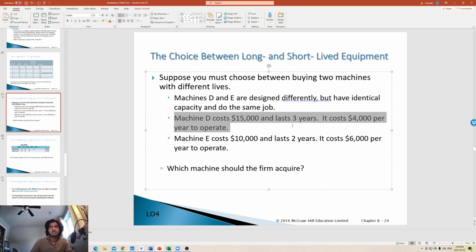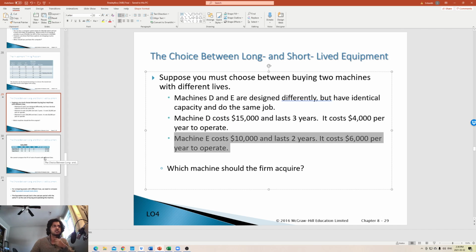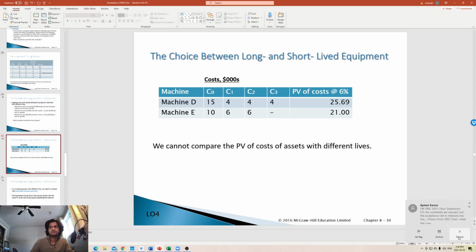Machine D is something which costs more and lasts longer, and machine E is something which costs less and lasts shorter, but it's much cheaper, though there are different operating costs as well. So which machine should a firm acquire? A lot of times people just find the NPV of both and try to make some decision, and they end up making a wrong decision. So here is how you actually compute this value.